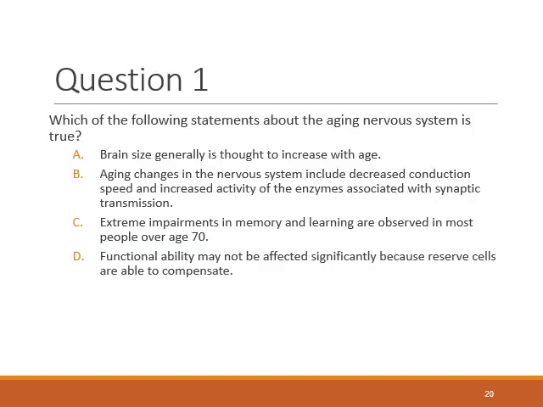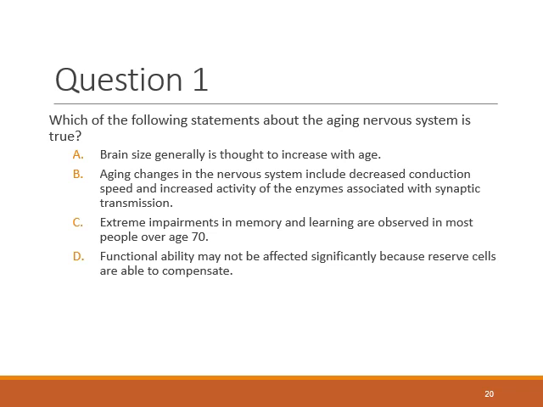Let's try a question. Which of the following statements about the aging nervous system is true? I'll give you a minute to read through them. So the answer is D. Functional ability may not be affected significantly because reserve cells are able to compensate. And if you look at the other ones, are those true? Brain size thought to increase with age? No. Aging changes in the nervous system include decreased conduction? No.